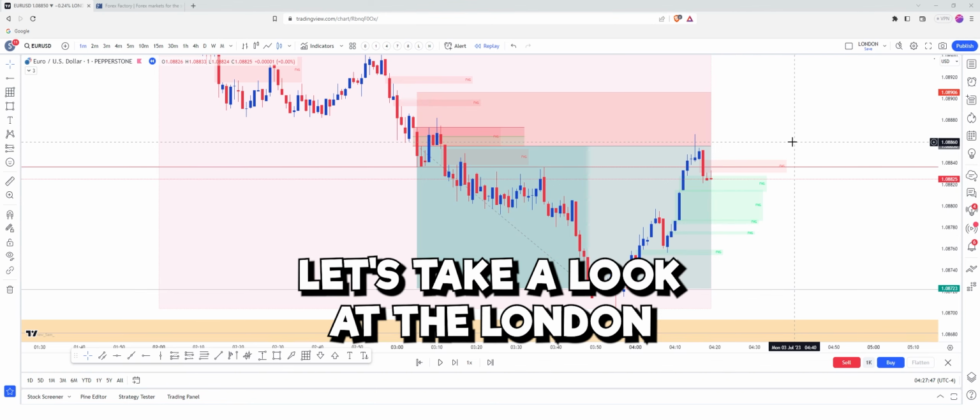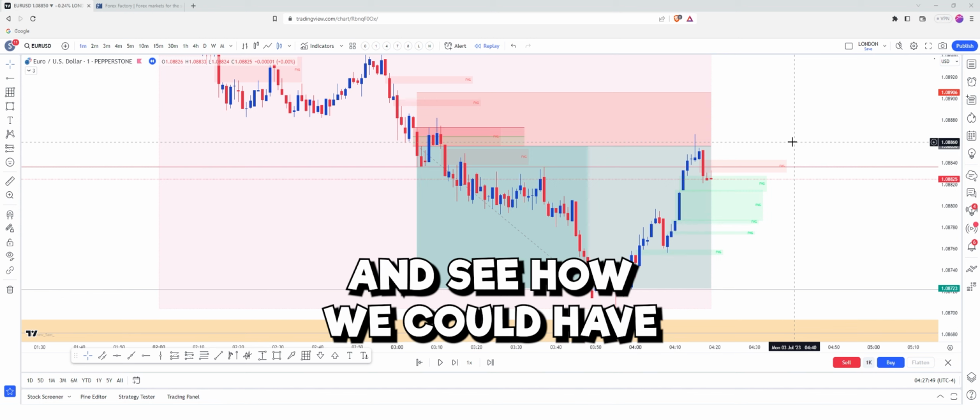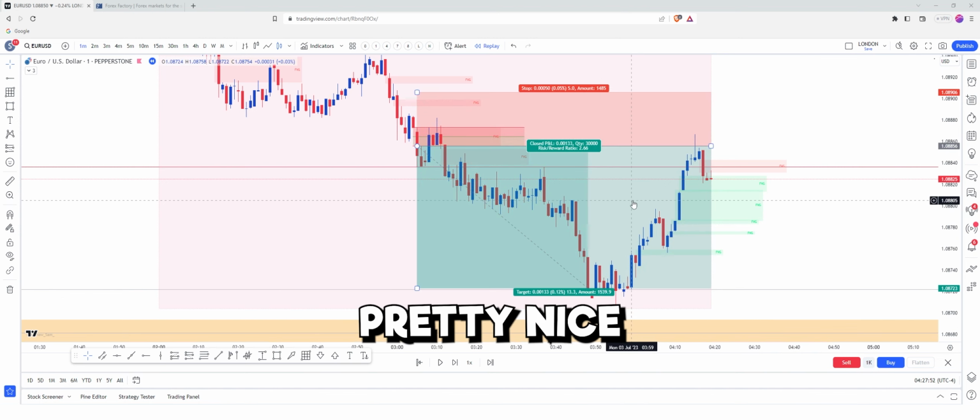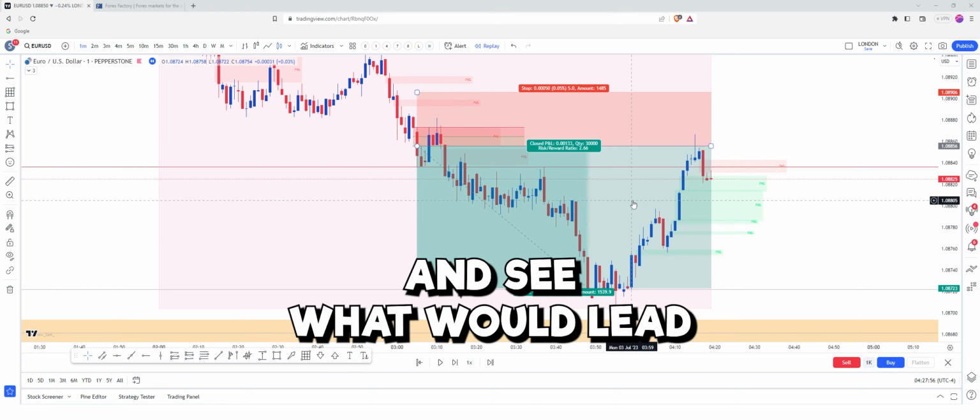Let's take a look at the London Silver Bullet session today and see how we could have profited from this pretty nice 2.6R setup. Let's jump into the analysis and see what would lead to us taking this trade.